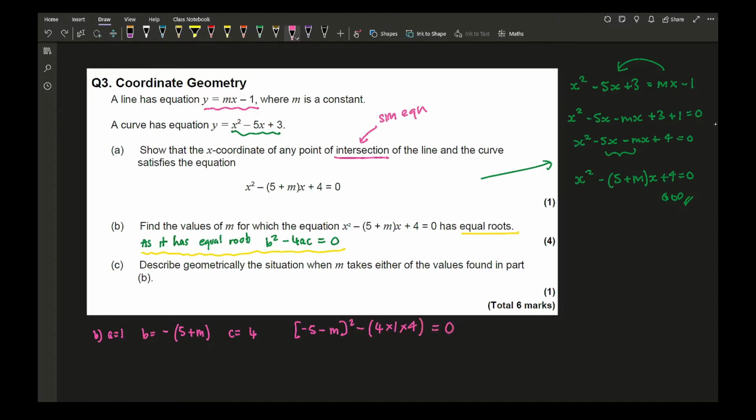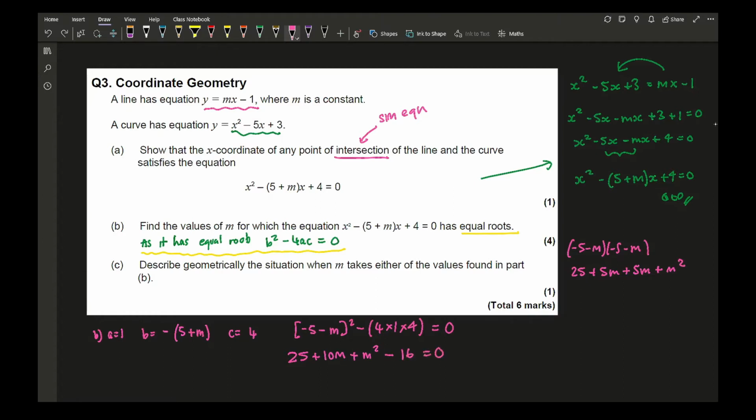So expanding this out, which again is something I'm going to need to do, I end up with, let's work out minus 5 minus m, all squared. Here I've got 25 plus 5m plus 5m plus m squared. So it comes to 25 plus 10m plus m squared minus 16 equals 0.